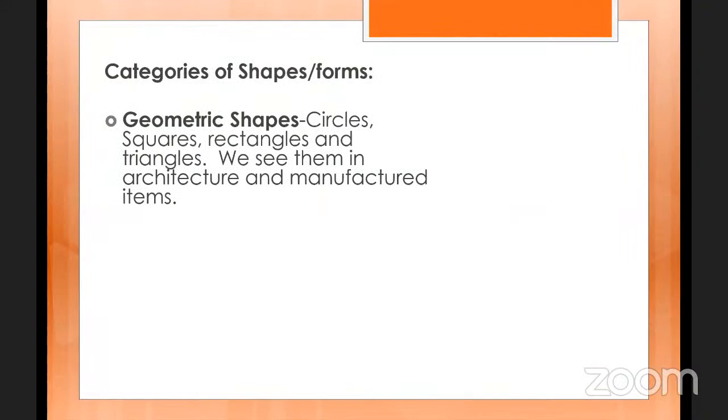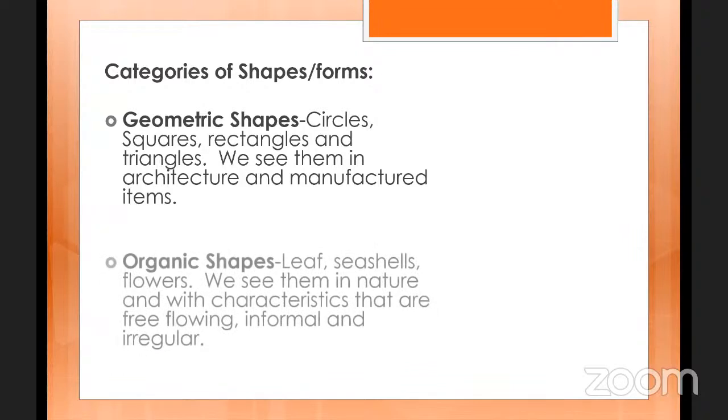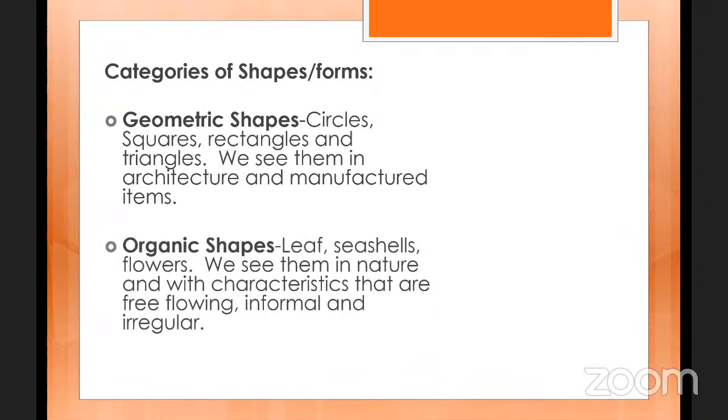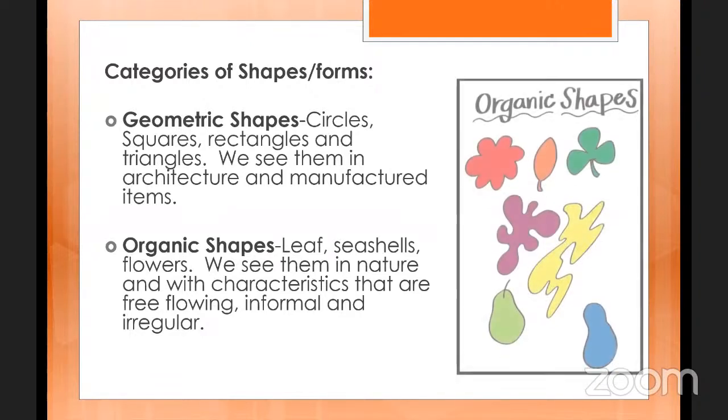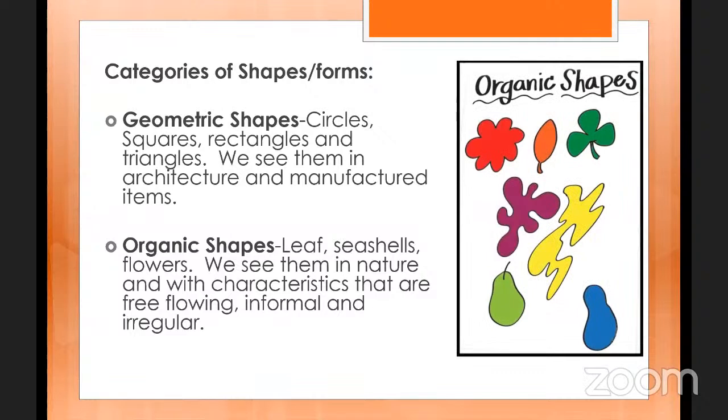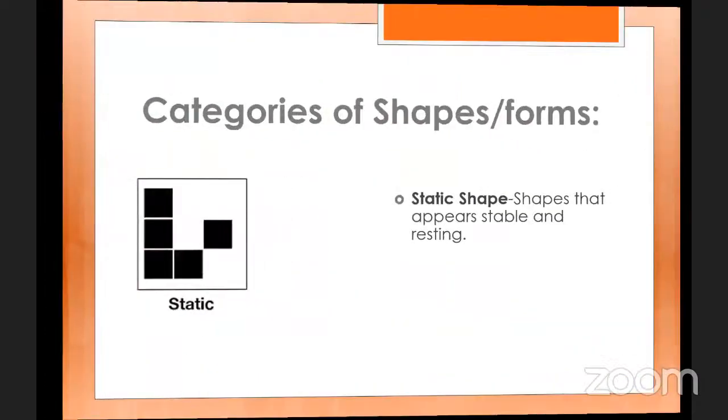Then we have categories of shapes and forms. Geometric shapes you are all aware of, because you have been studying geometry in school from your childhood. We see them everywhere, but we don't notice them, right? Now that I have told you to notice, start noticing them. And then we have organic shapes, the shapes in nature. These are informal, irregular and free-flowing. So geometric shapes you all know, and organic shapes also you know. Now you will remember better. So geometric shapes and organic shapes.